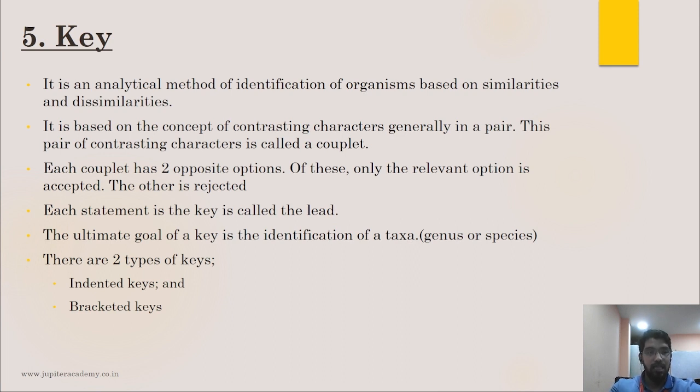Each statement in the key is called a lead. So the pair of contrasting characters is called a couplet, and each statement is called a lead. The ultimate goal of a key is the identification of taxa. It may be at the genus level or at the species level. There are two types of keys: indented keys and bracketed keys.